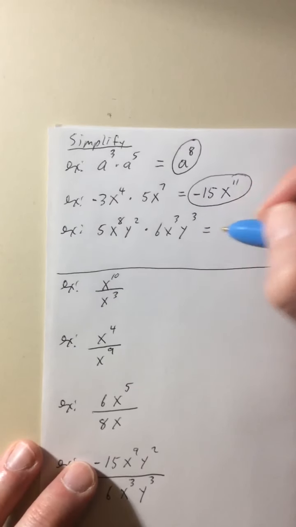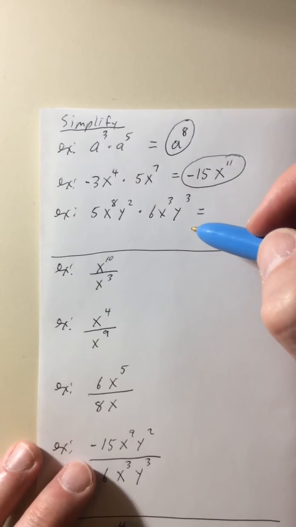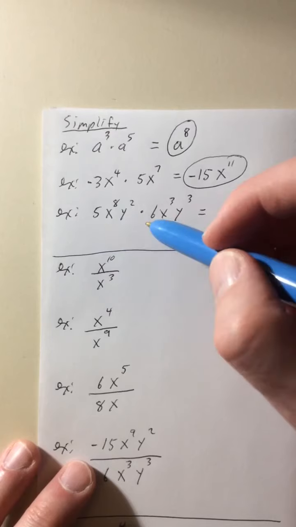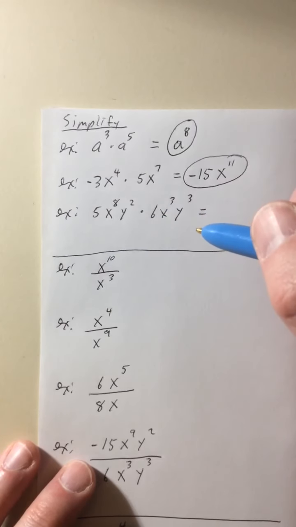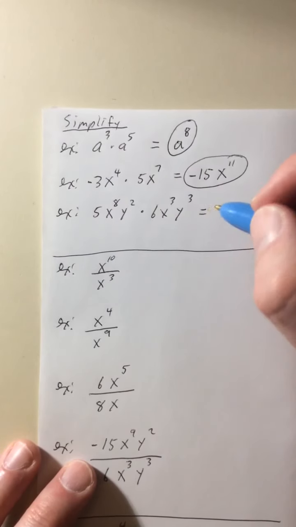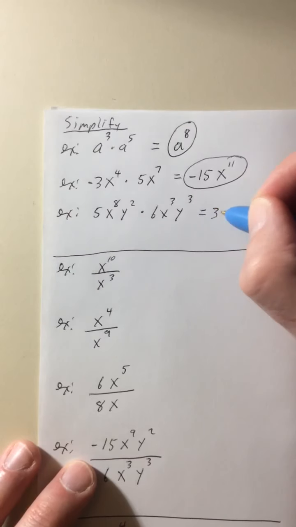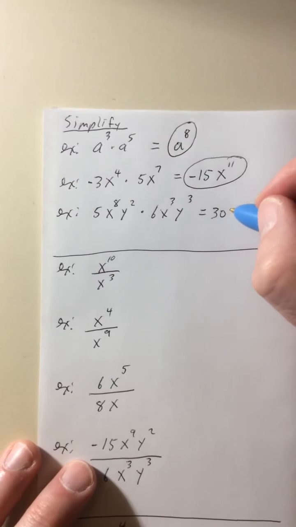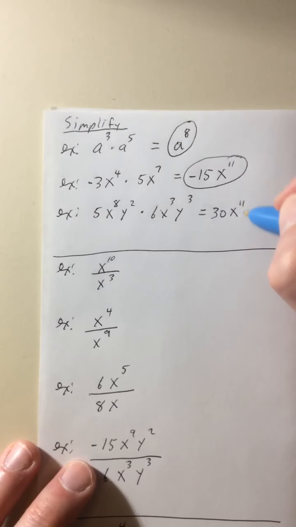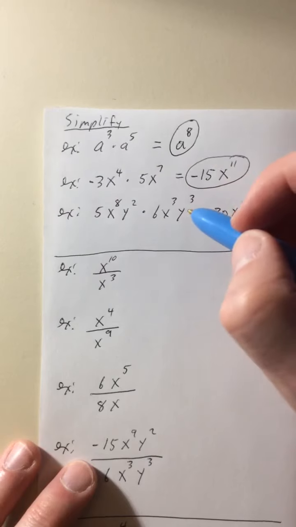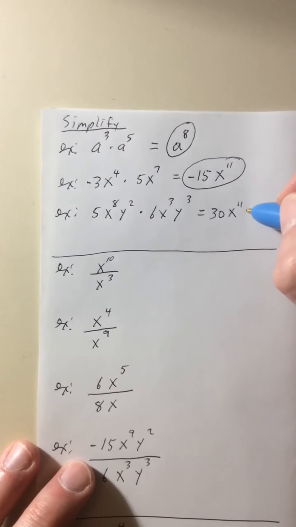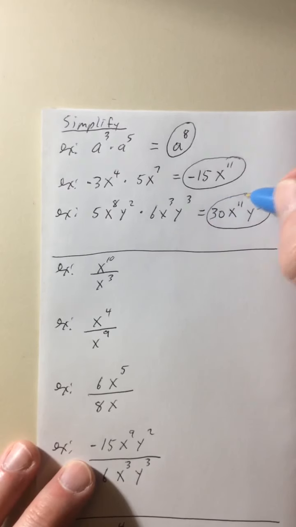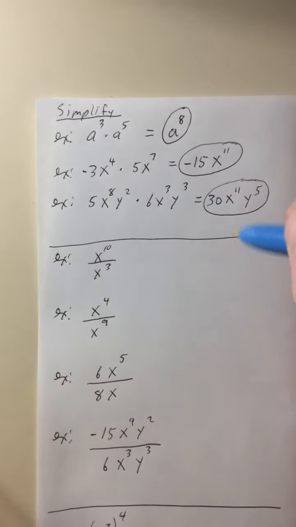All right. And then we can also multiply with multiple variables, x's and y's. Again, we have two coefficients, and we just multiply the coefficients like regular numbers. So 5 times 6 is 30. Then x to the eighth times x to the third is x to the 11th. And y squared times y to the third, 3 plus 2 is 5, y to the fifth. And there we are. So that's multiplying.